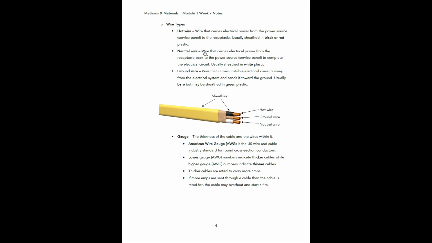Next we have the neutral wire. So a neutral wire is a wire that carries electrical power from the receptacle back to the power source, the service panel, to complete the electrical circuit. Usually it's going to be sheathed in a white plastic. All right, so here's our hot wire. Here's our neutral wire right here.